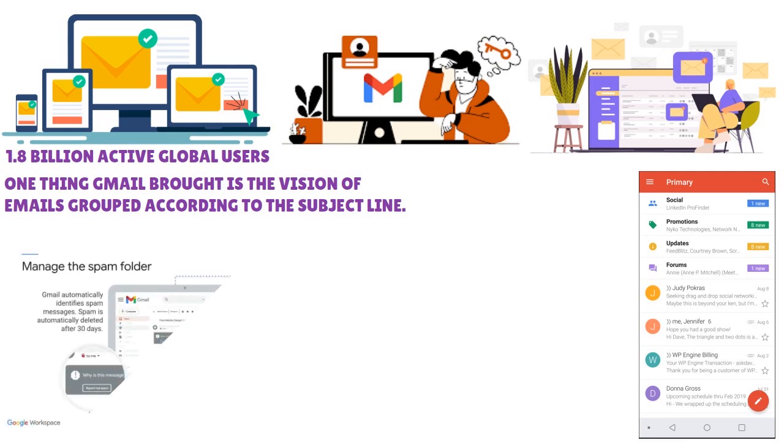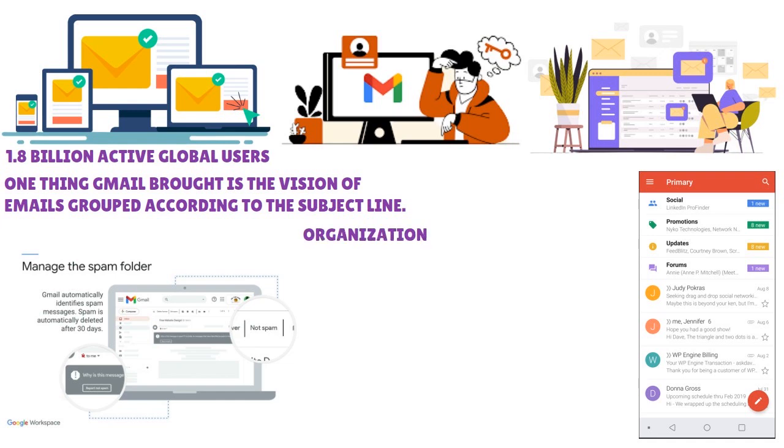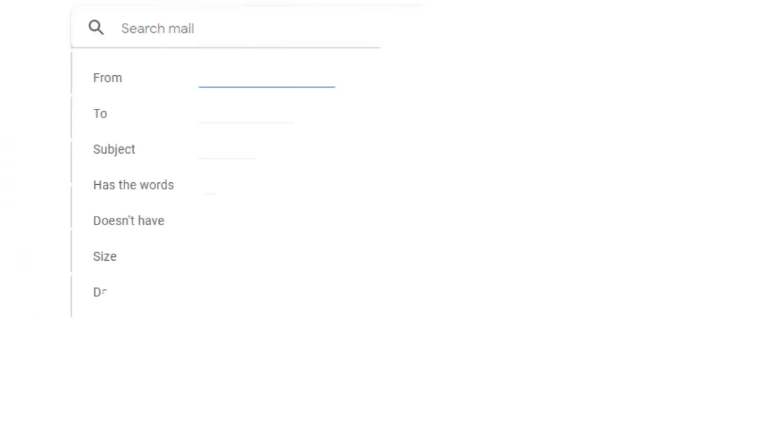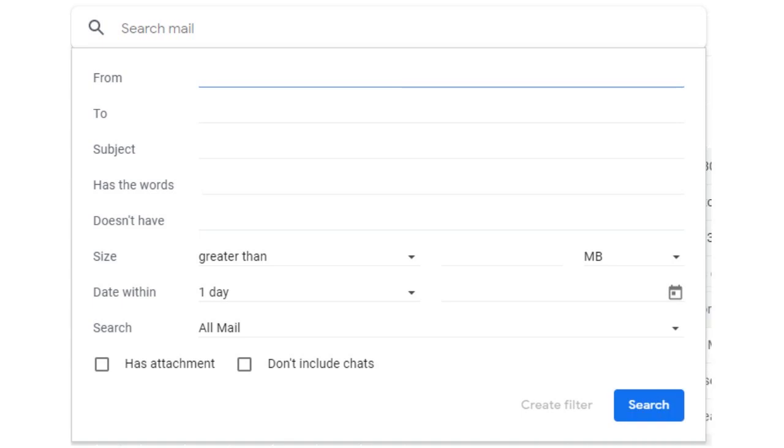In terms of security and anti-spam, Gmail is really up there also. You have organization features in terms of labels, in terms of filters. You have tabs, you have stars. Fantastic. Also, the Gmail search box is very helpful.